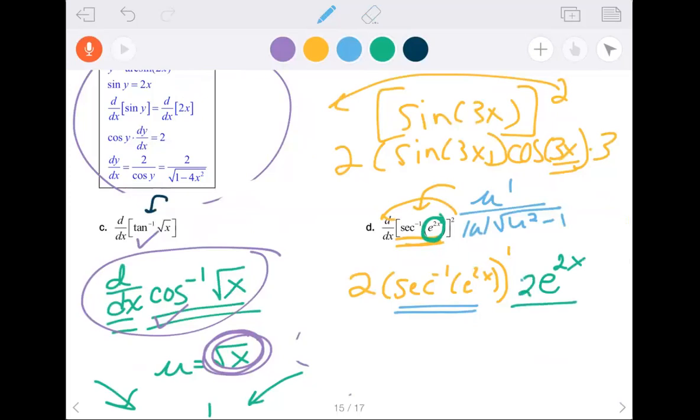All over the absolute value of u times the square root of u squared minus 1. E to the 2x times e to the 2x is e to the 2x plus 2x, or e to the 4x, minus 1. And you're done. It looks ugly, but it's not so bad.